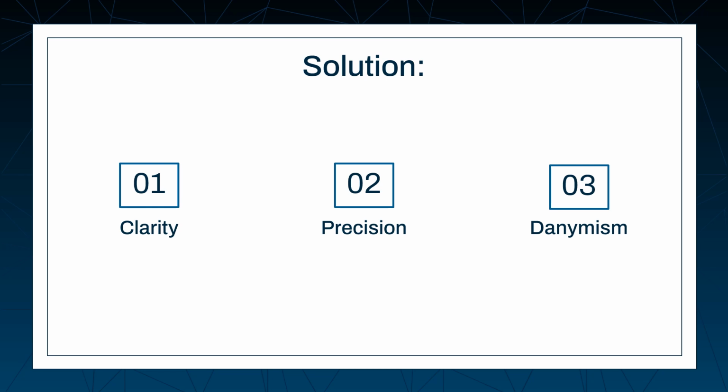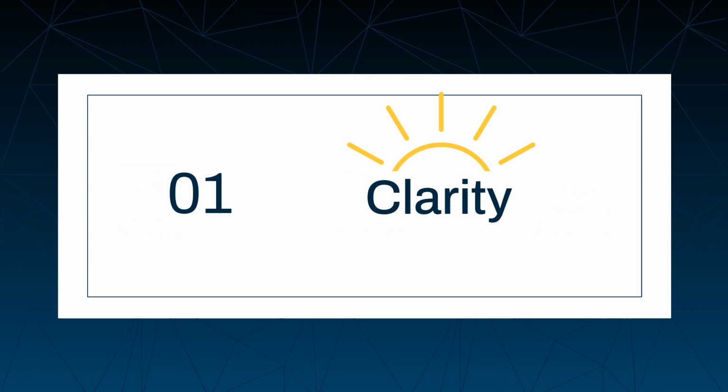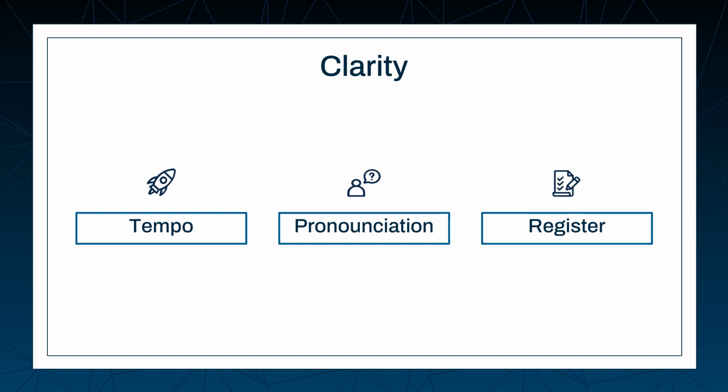I would like to suggest three main solutions to the problem of student understanding in English medium instruction courses. The first is clarity, the second is precision, and the third is dynamism. We will explore each one of these solutions in turn. When it comes to clarity, I would like to focus on three main things: tempo, pronunciation, and register.